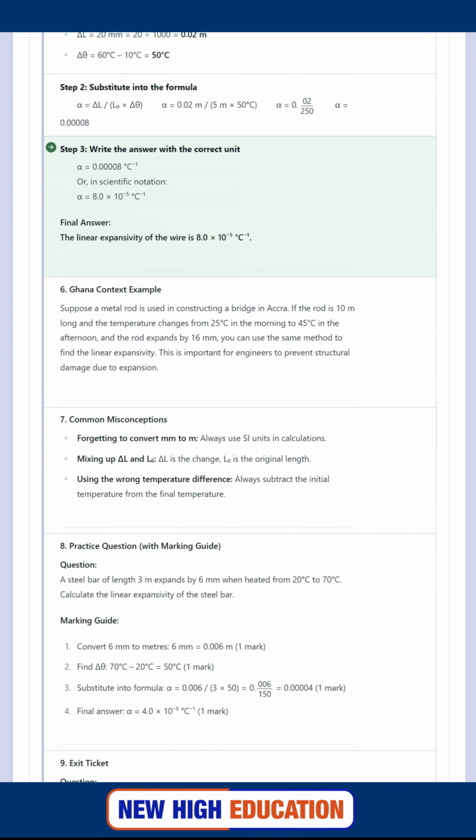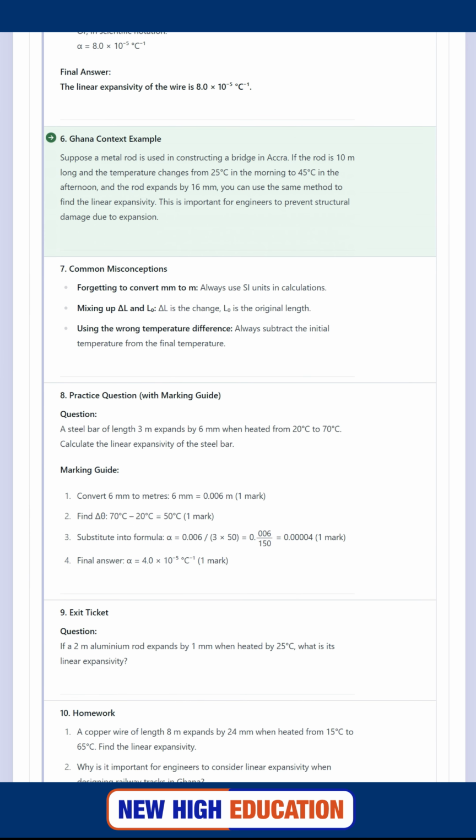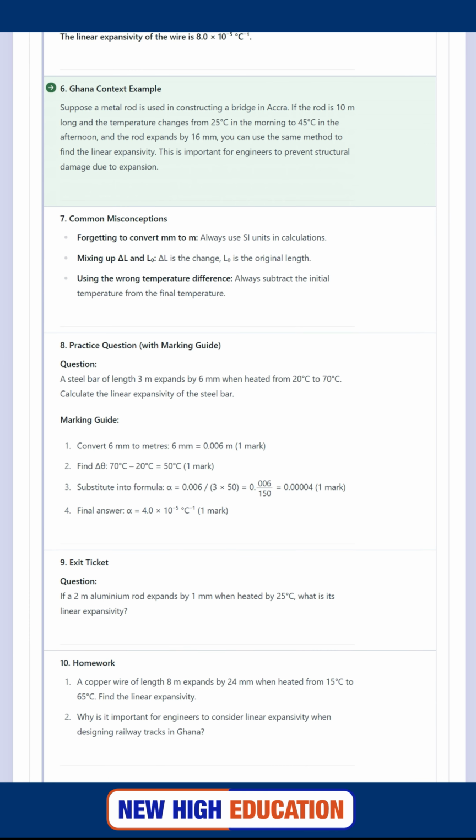Take note, always check your units and make sure your answer is in the correct form for exams. Ghana context example. Suppose a metal rod is used in constructing a bridge in Accra. If the rod is 10 meters long and the temperature changes from 25 degrees Celsius in the morning to 45 degrees Celsius in the afternoon, and the rod expands by 16 millimeters, you can use the same method to find the linear expansivity. This is important for engineers to prevent structural damage due to expansion.